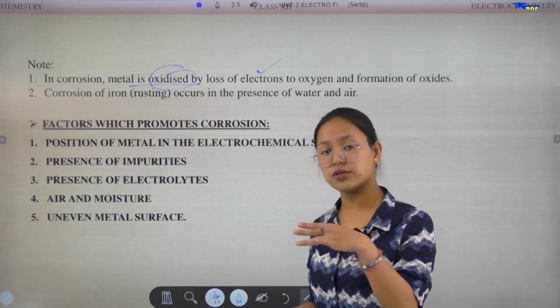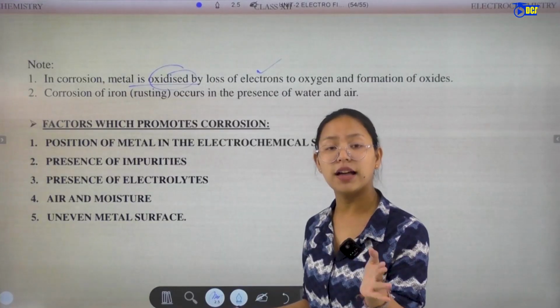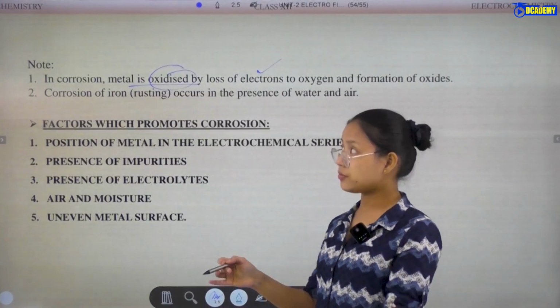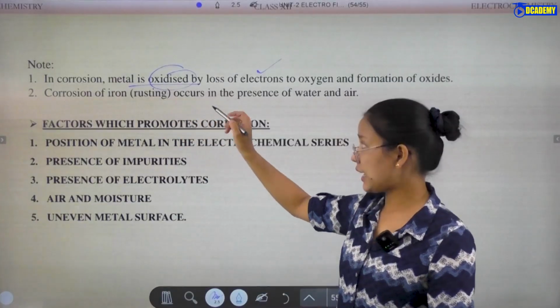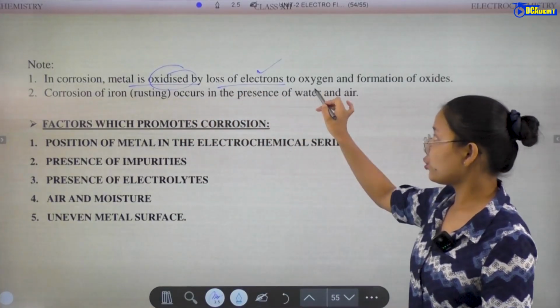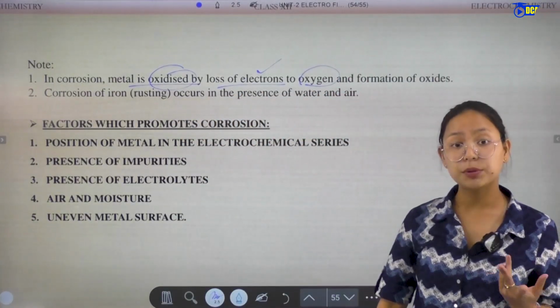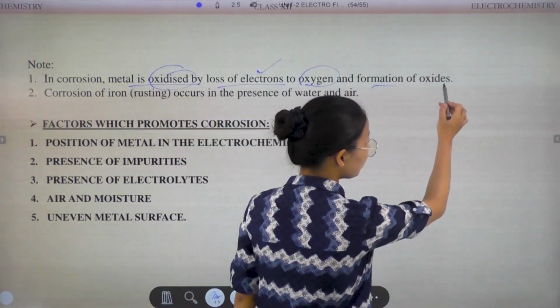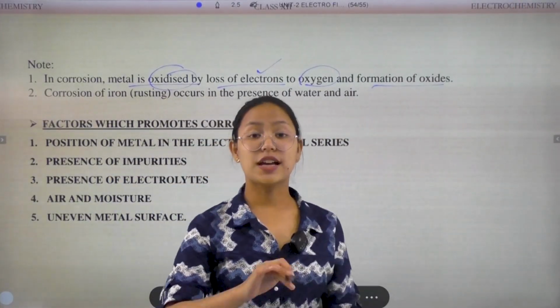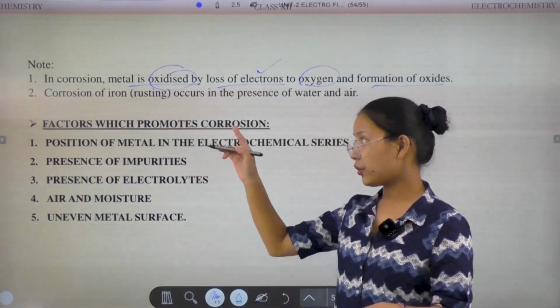So in corrosion the metal is oxidized by loss of electrons to oxygen, and there is formation of oxide. Then point number 2.